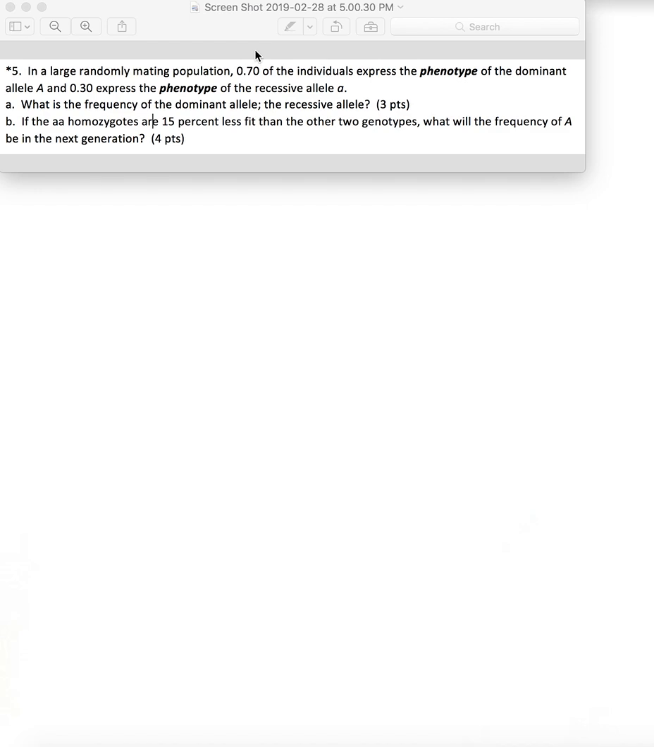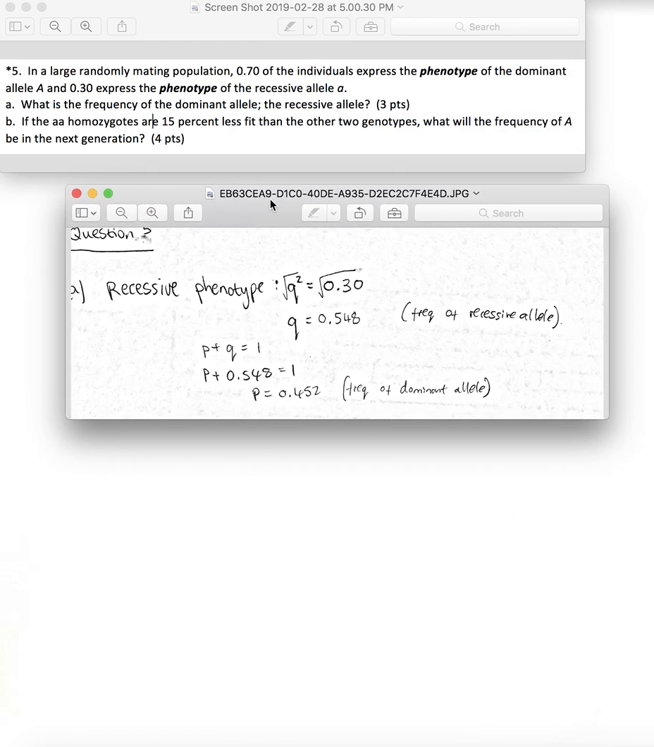So I started this question off by reading the question carefully because I saw phenotype was highlighted. I saw that 0.3 expressed the phenotype in the recessive, and that's how I started my question. So I'm going to quickly drag over how I started it. This is a scanned version of my problem set.